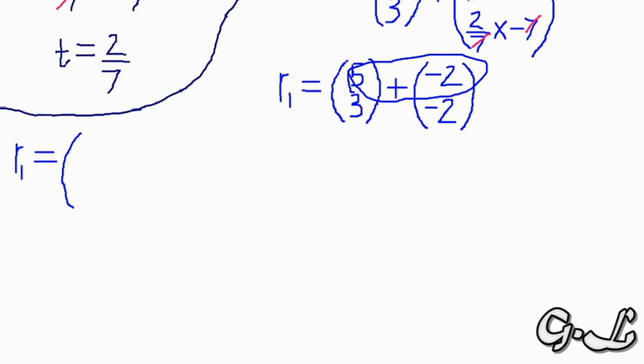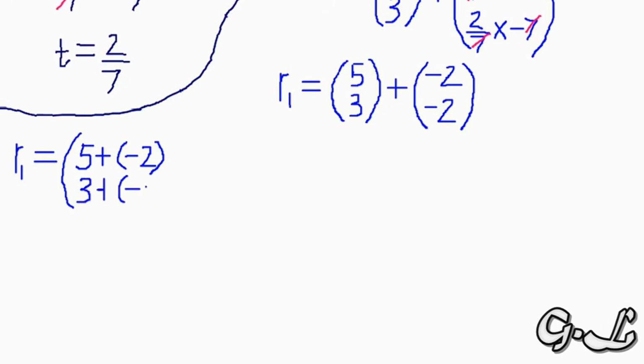So when you consider that, it is going to be like 5 plus open parenthesis negative 2. And then again, when you consider the terms which are at the bottom, it is going to be like 3 plus open parenthesis negative 2 again close parenthesis. So that is how it is going to be.